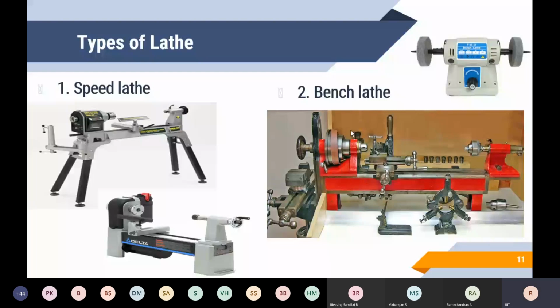And the next one is bench lathe. It is a small sized engine lathe mounted on the bench. That is the difference between the engine and bench lathe. Only the size is small. It's similar to the center lathe. Only difference is small size and mounting. It's used for turning small and lightweight workpieces. So it's similar to the engine lathe.